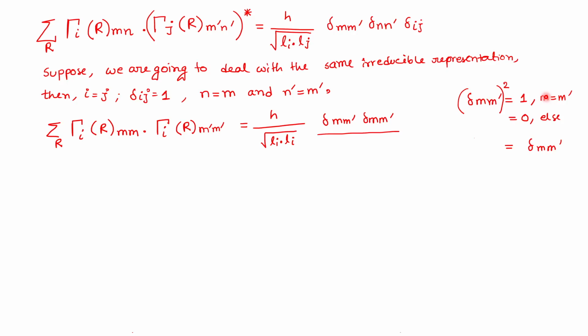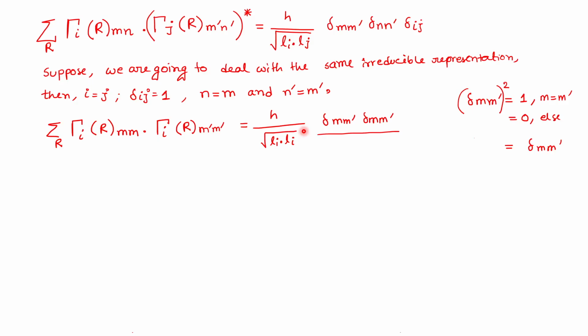1 into 1 could be 1, and 0 into 0 could be 0, and the others are 1 into 0 and 0 into 1, so that would also lead to 0. So when m equals m dash, it is 1. So you can also write it in terms of delta m m dash.